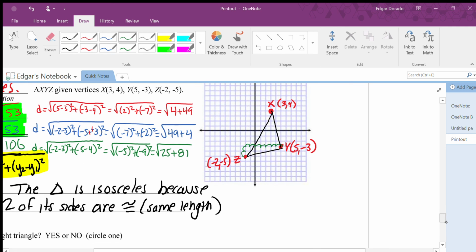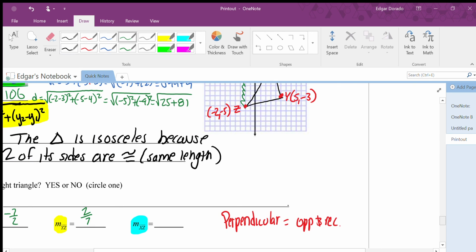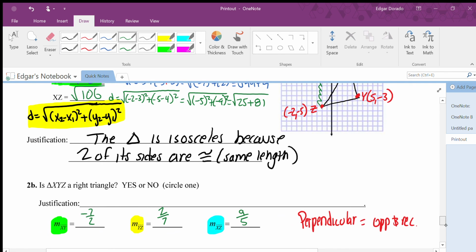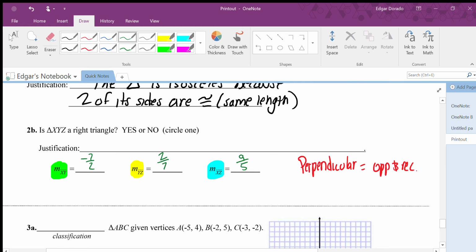And then finally XZ. So I'm going to start from Z. I'm going to go up 1, 2, 3, 4, 5, 6, 7, 8, 9. And then to the right, 1, 2, 3, 4, 5. So up 9, right 5. Now we have to check. Are any of these perpendicular? Or in other words, do I have opposite and reciprocal slopes? Well, I'll tell you right off the bat, don't even look at this one because that one has a 9 in it. The other two don't have a 9 anywhere.